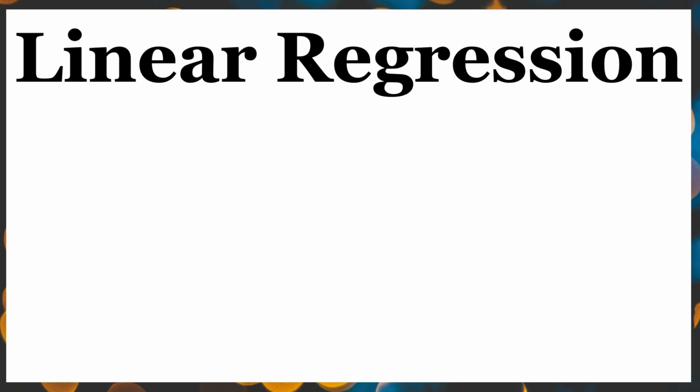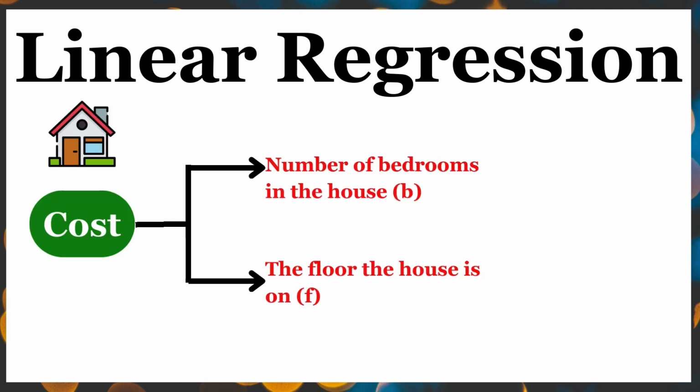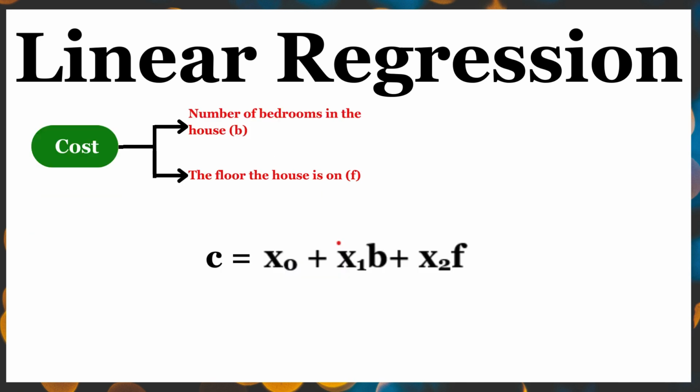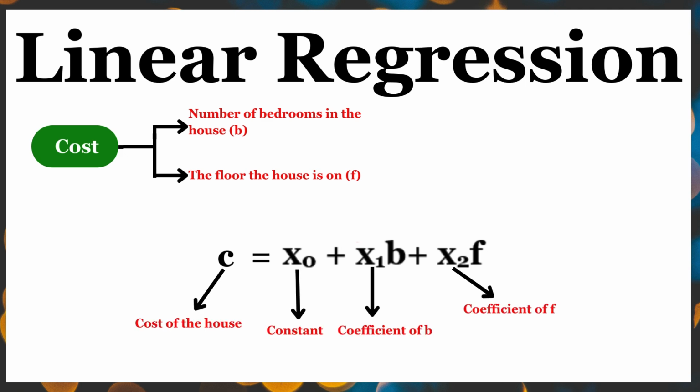Okay, we're now going to reuse an example from other videos. Let's say that the cost of a house is dependent on two variables, the number of bedrooms in the house and the floor the house is on. So we could create an equation of this form, that C is equal to x0 plus x1 times b plus x2 times f, wherein C is the cost of the house, x0 is the constant value in this equation.